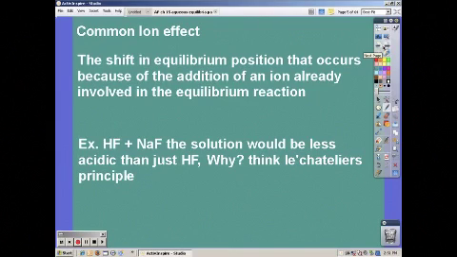Common ion effect is the shift in equilibrium position that occurs because of the addition of an ion already involved in the equilibrium reaction. If you have HF, it dissociates into hydrogen and fluorine ions. If we already have some fluorine, then it's going to shift it back to the left due to Le Chatelier's principle. So we're going to have less hydrogen ions as well.